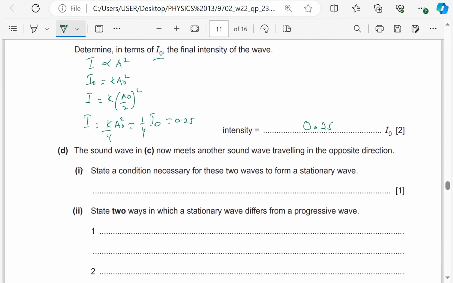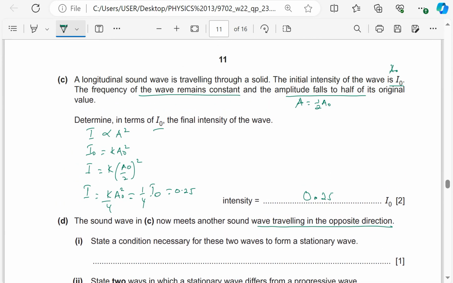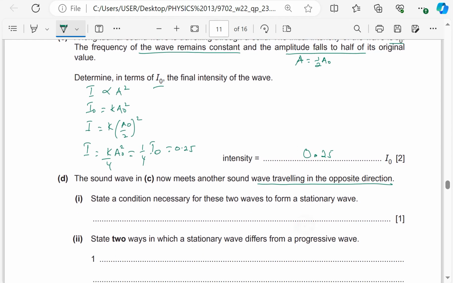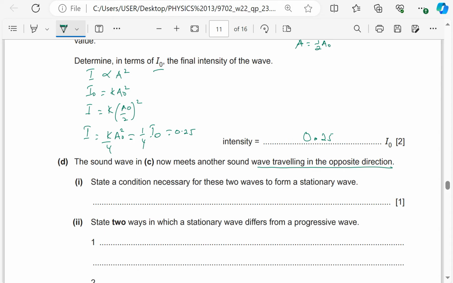The sound wave in C now meets another sound wave traveling in the opposite direction. State a condition necessary for these two waves to form a stationary wave. So, traveling in opposite directions, we have seen the sound wave in C, which has amplitude half of A naught, meets another sound wave traveling in the opposite direction. State the condition for these two waves to form a stationary wave.